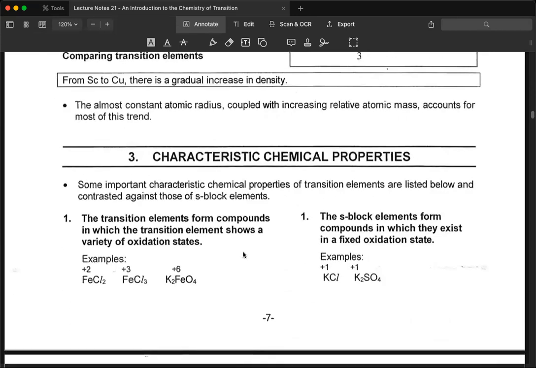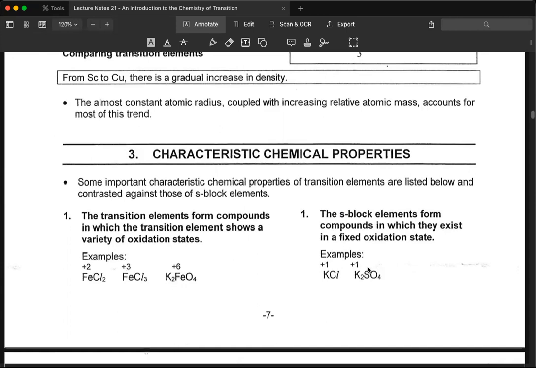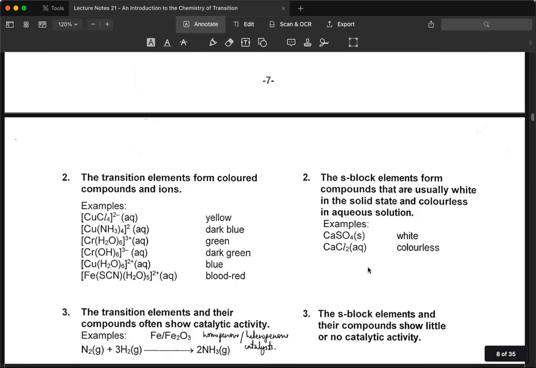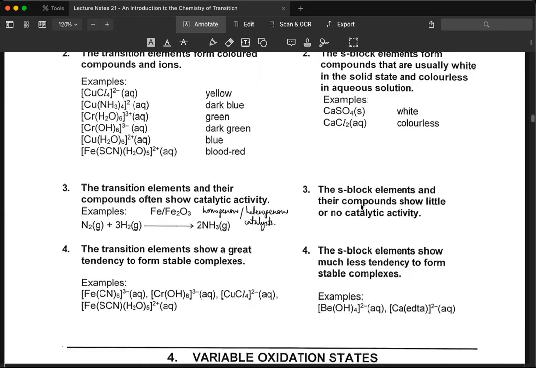Now look at chemical properties. Transition elements form compounds in which the transition element shows a variety of oxidation states. However, s block elements only exist in compounds with a fixed oxidation state. Another difference between them is transition metals usually form colored compounds as well as ions. But s block elements are quite boring. They are usually white in solid state and colorless in aqueous solutions.